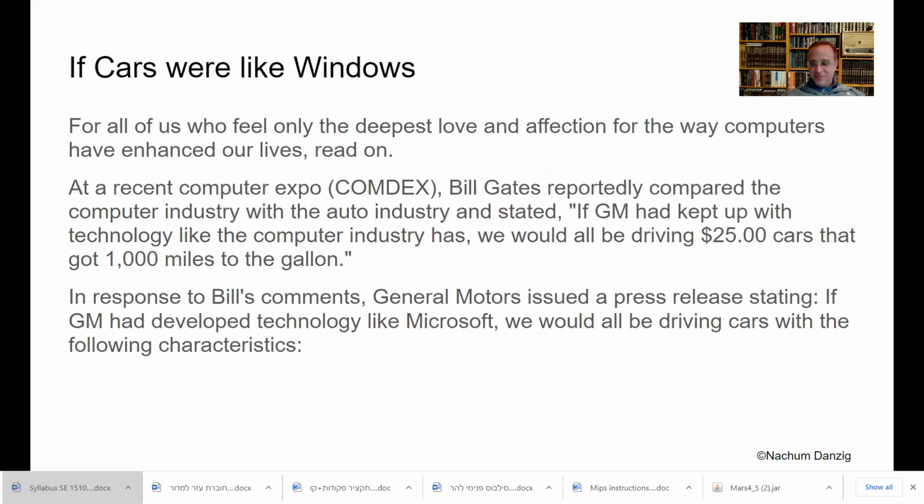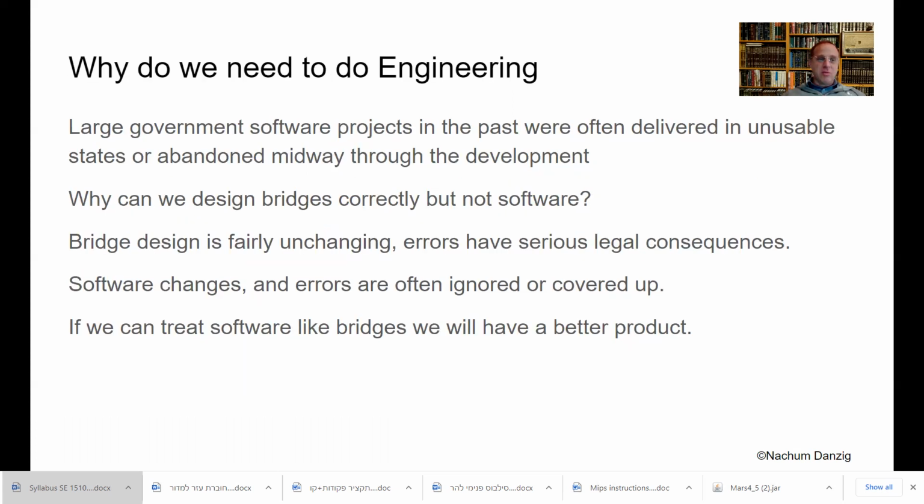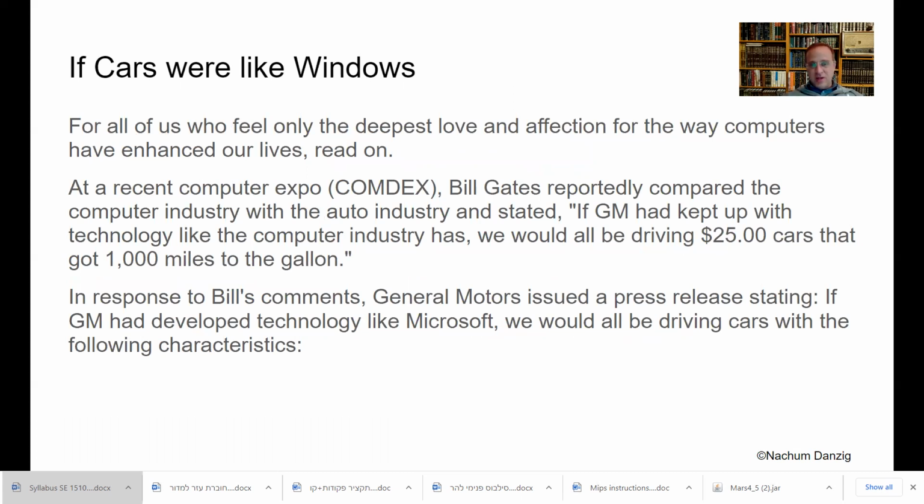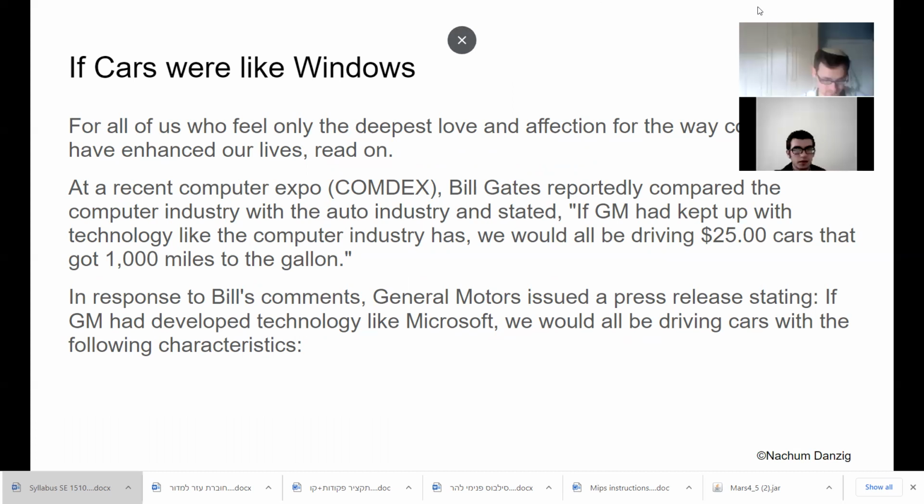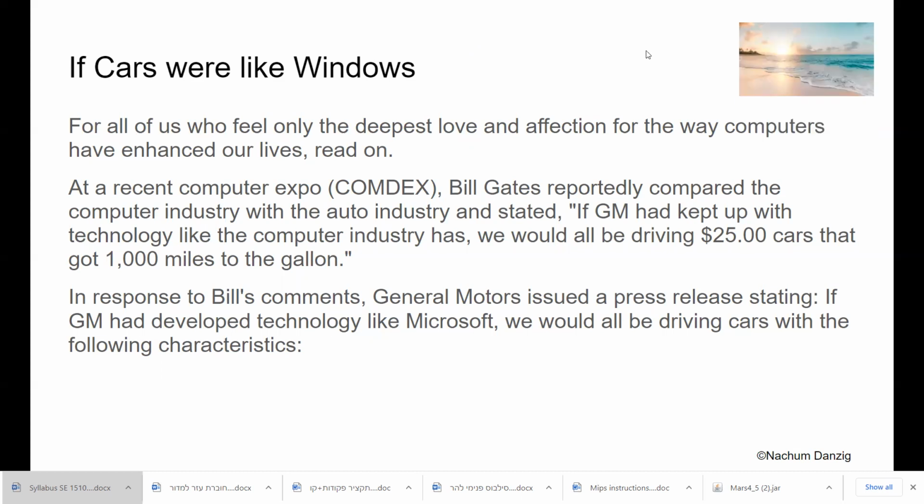Now, this is a joke I remembered reading 20 years ago, and I found it again, and I'll read it to you. If cars were like Windows, meaning the Windows operating system. You guys know this one? No. What? Daniel, you heard of this? No. Yeah, it's before your time. But it's when Windows was very unstable.